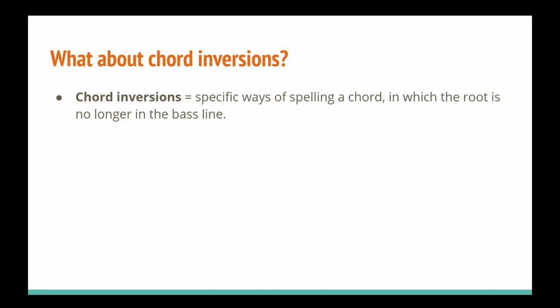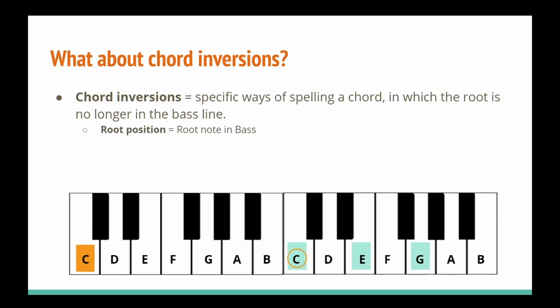wrap up this video, and that is chord inversions. So, chord inversions refer to specific ways of spelling a chord, in which the root is no longer in the bass of the chord. For example, here's a C major chord in root position. If we were to remove the C from the bass line and replace it with an E, we'd get what we call C major in first inversion, or C major with the third in the bass.